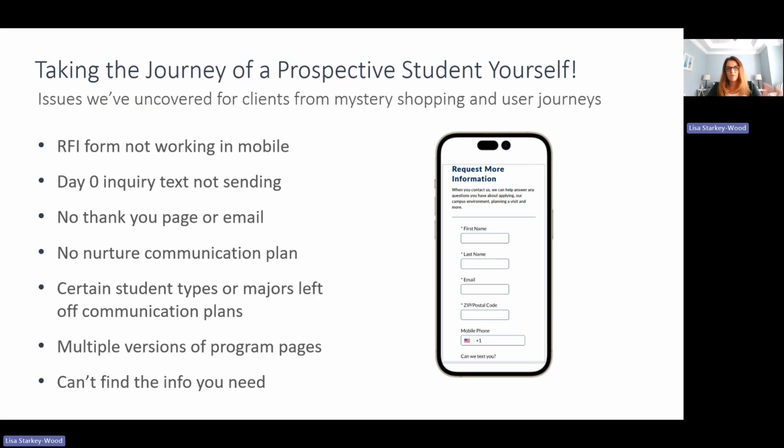Over on the left-hand side of the screen here, I have some issues that we've uncovered from doing this. I'm not going to read all of them to you, but some major ones: we discovered that the RFI form for one of our clients wasn't working in mobile. It could not be submitted for a couple of months with the agency that they were using prior to Staymates. We also found that day zero inquiry texts weren't sending that clients thought were. We found that there's no thank you page, no immediate thank you email, no nurture communication plan if a thank you email is initially received, and several other examples that we can talk about later on as you have questions or have more discussion at the end.